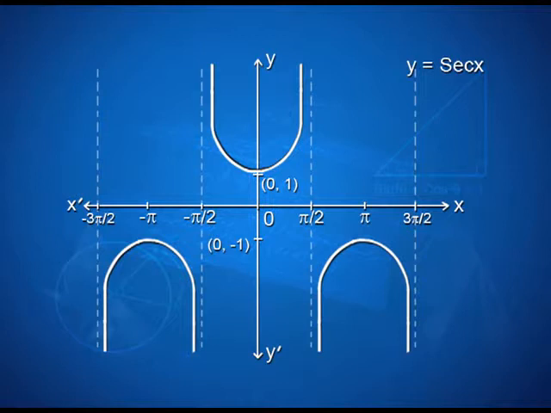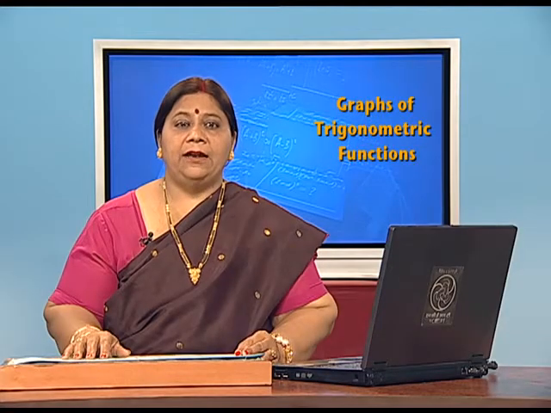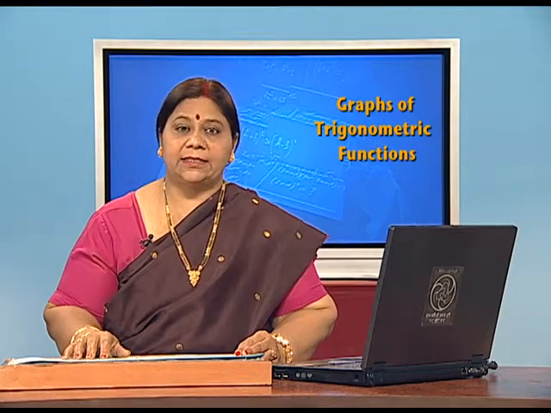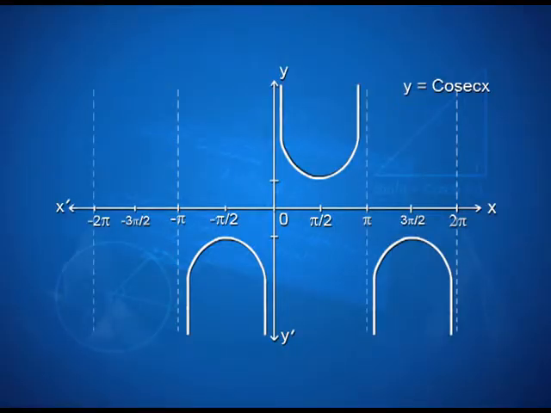We can observe how the graph is decreasing and increasing between 0 to pi by 2. Similarly, the graph between minus 3 pi by 2 and minus pi by 2, we can see how it appears, and here between pi by 2 and 3 pi by 2, it can be seen in a similar manner. It is just the mirror image of the previous graph. Now, we will draw the graph of the function y is equal to cosec x. You can see the graph of the function y is equal to cosec x on your screen.